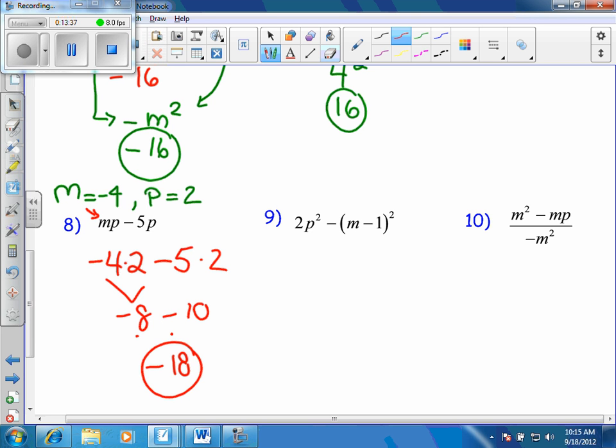How are we doing? Okay. So over here, 2 times p squared. So that would be 2 with an exponent. I'm just going to copy the problem and put the substitutions in. So for the m, I put in a -4, then take away 1. Now I'm going to go through order of operations, so I will do parentheses first. So that gives me -5. Copy the rest of the problem down.